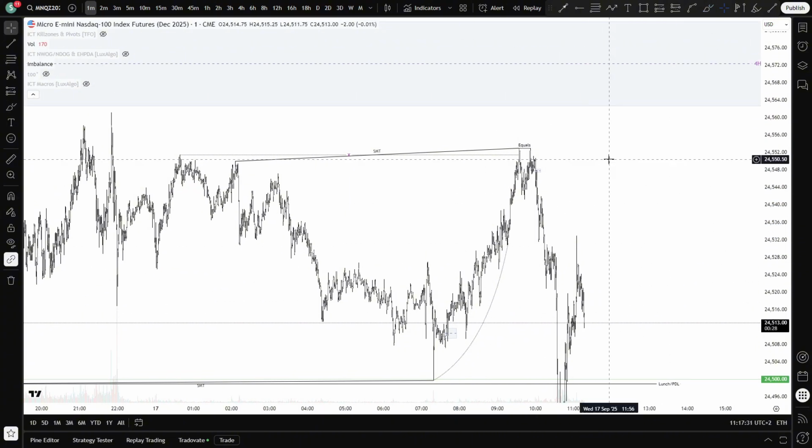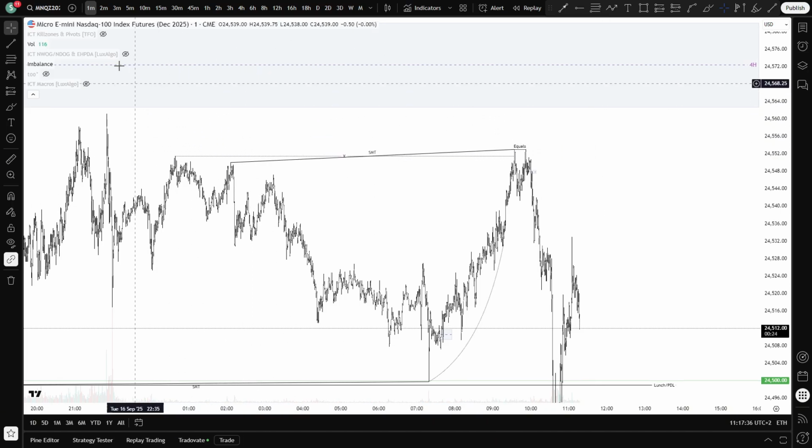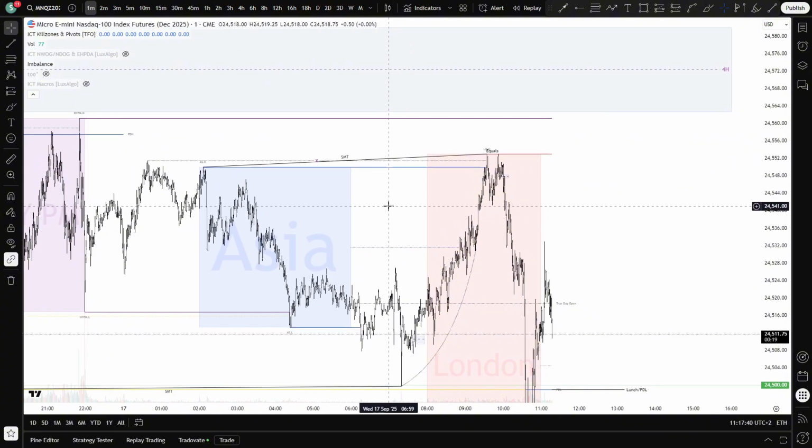And this already was your third play. What happened? You took out the technical target of your buy model while also making a really nice SMT with the Asia high.